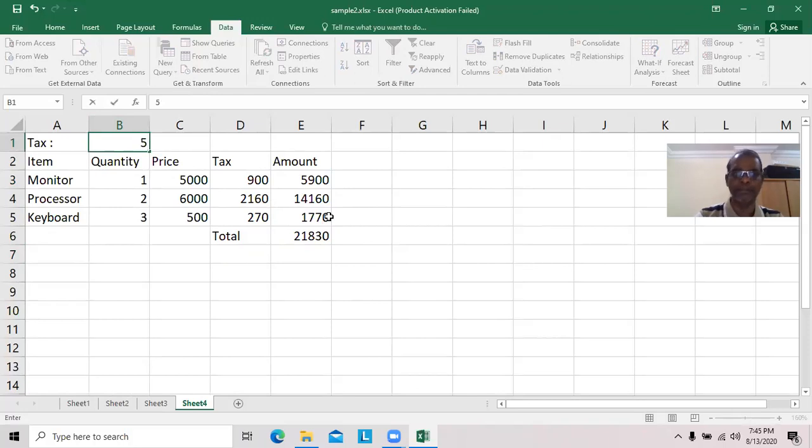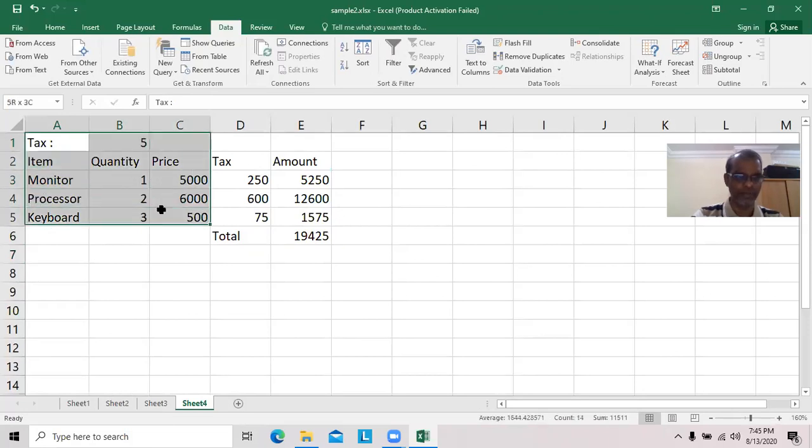Now our aim is that we have to know named cell as well as named cell range. That's the concept. I will select the same thing here, up to this.